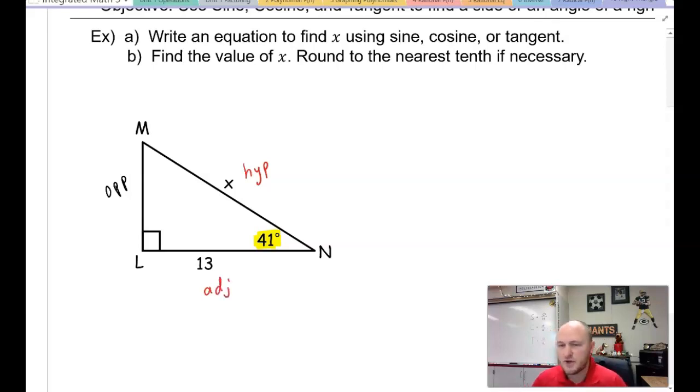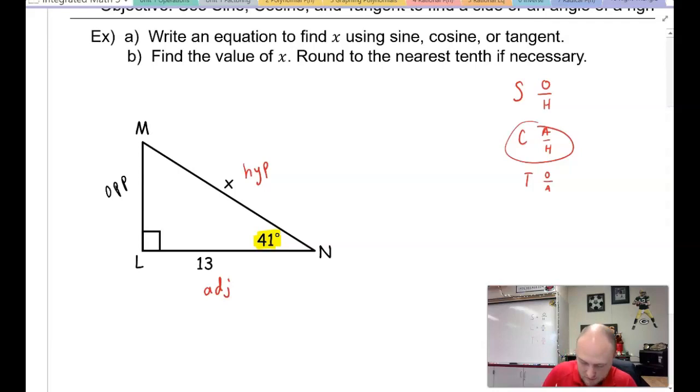So I obviously want to use hypotenuse because that has the x, and then I want to use the side that's adjacent because it is 13. I'm given it. I don't know anything about the side opposite. I'm not going to use that. So what trig function involves adjacent and hypotenuse? And again, if you forgot, write down SOHCAHTOA. Well, the side that's adjacent and the side that's hypotenuse, that's going to be cosine, A over H.